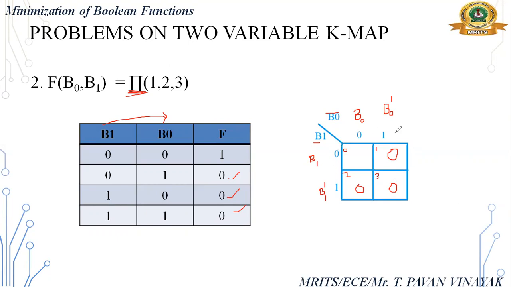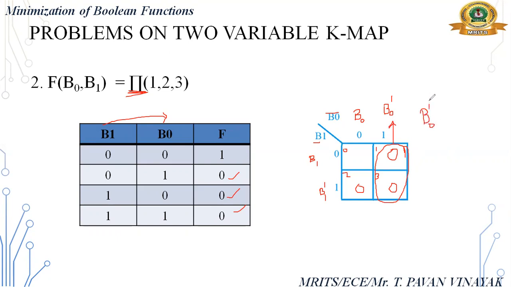Select 4 ones. 4 ones are available. No 4 ones. Next, check for 2 ones. Sorry. Here you are using pi. So check for 2 zeros. Okay. 2 zeros are available here. The common term is b0 bar.